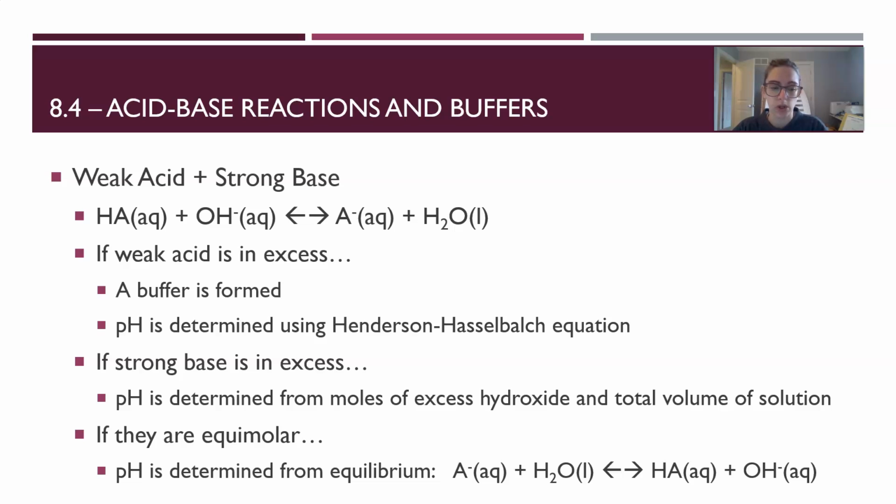If they are equimolar, so that means you have the same amount of weak acid and strong base, the pH is determined from the equilibrium. So that's where we have to look at the reverse equilibrium of the acid anion then reacting with the water that's in solution to form the weak acid and the hydroxide ion. So then we will use our ICE table to determine the pH based on the remaining concentrations.